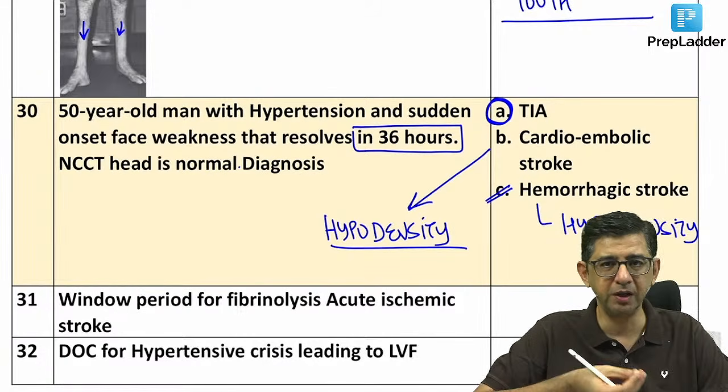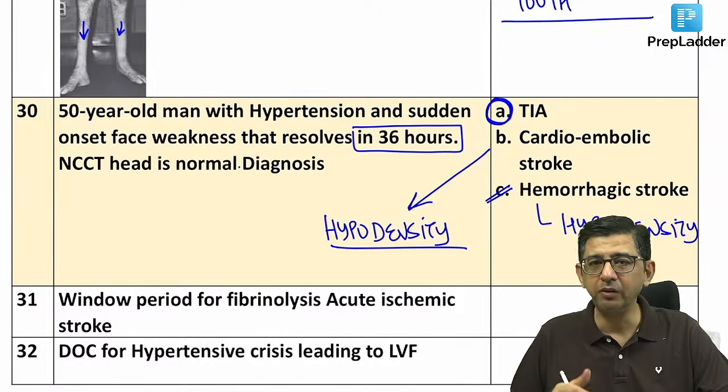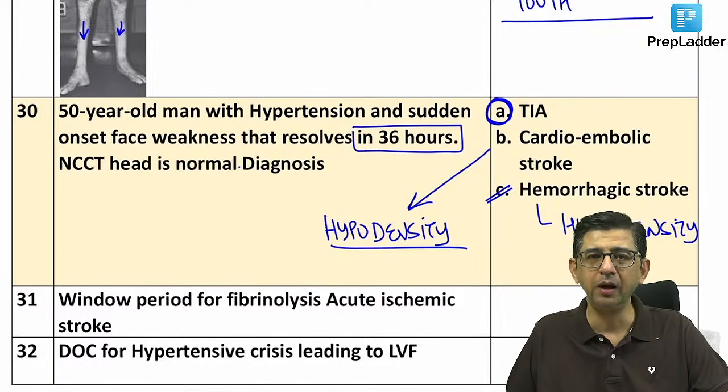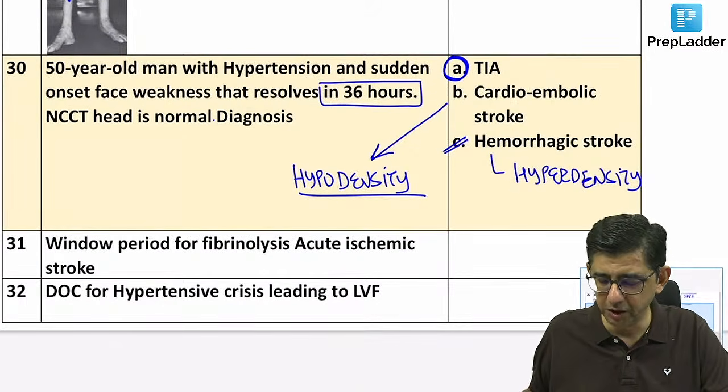I said improvement is occurring by the first hour, so maximum improvement would occur in the next few hours only. It might take 23, it may take 26, it may take a little longer, but the point is, if the CT scan is normal, then this would be going in favor of transient ischemic attack.